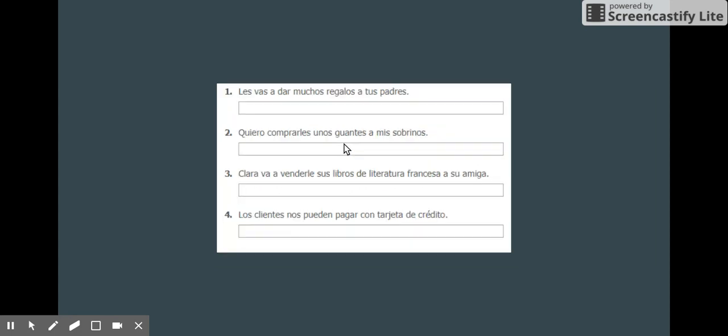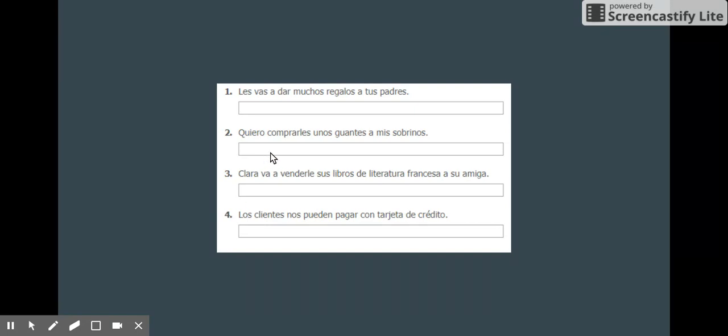For the second homework, all you have to do is rewrite the sentence, placing the indirect object pronoun in another position that it could be in. So first sentence, les vas a dar muchos regalos a tus padres. Well, les is the indirect object pronoun. A tus padres is the indirect object. And in this case, the indirect object pronoun was placed before the conjugated verb. The other place that we could put it is attached to the infinitive verb, dar. So you rewrite the sentence as vas a darles muchos regalos a tus padres.